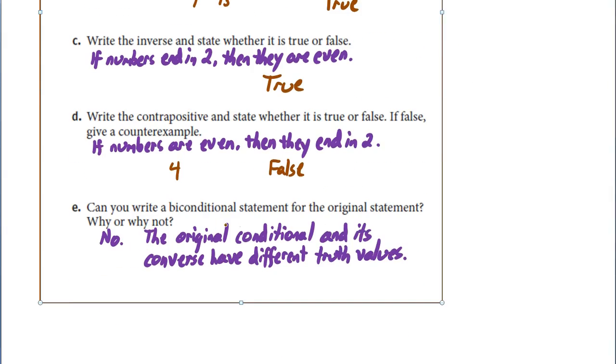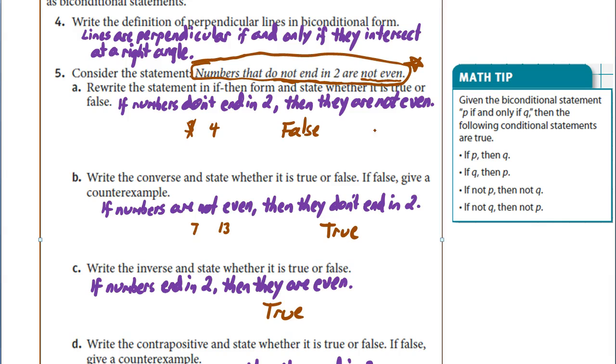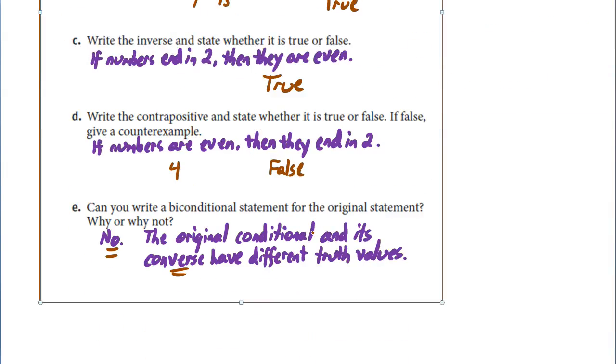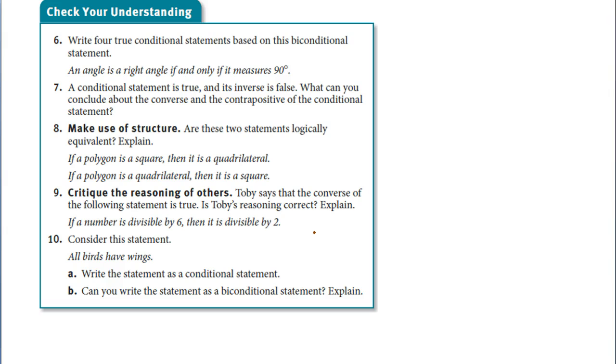Can you write a biconditional statement for the original? The answer is no. And the reason we can't is because the original conditional and its converse have different truth values. Biconditionals are when the original and its converse have the same truth value. The original sentence, again, was the one circled in brown, and then the converse was the one we had written in B. These had different truth values. Here are some check your understanding questions, so I'll pause the video.